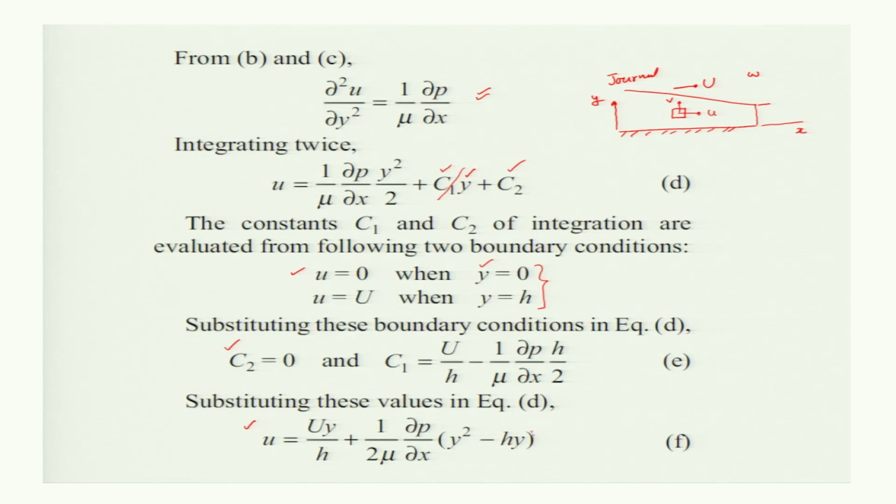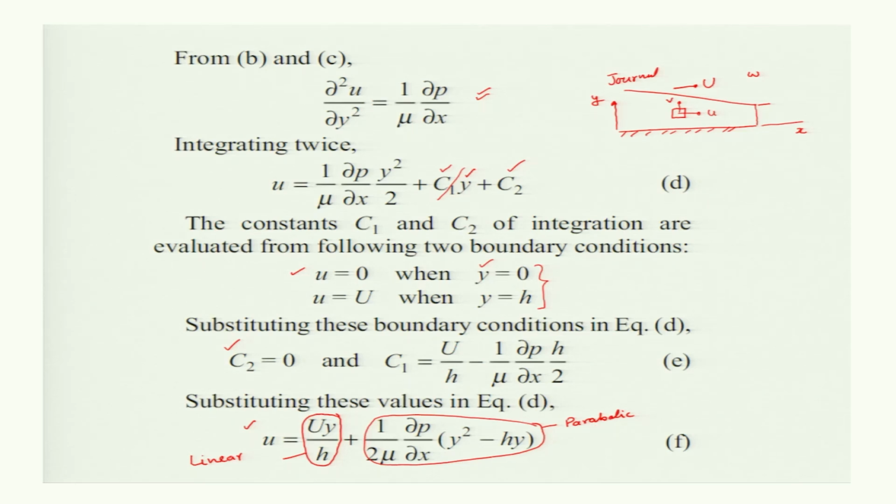Now, when you inspect this equation, the velocity of the fluid in the direction of x consists of two parts. The first is a linear part. This is the linear, and this is parabolic. The y square term is there, parabolic.